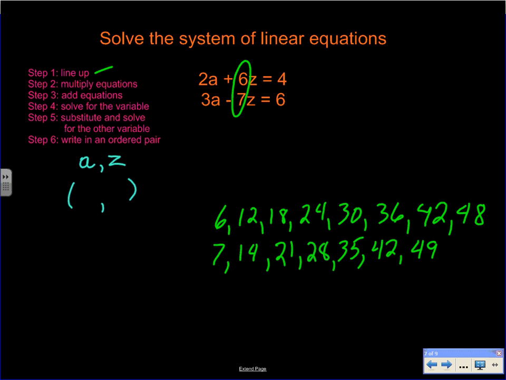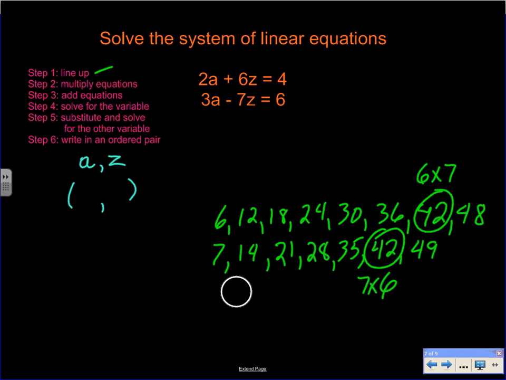So do they have any numbers in common? They have a 42 in common. So what do you have to multiply the 7 by to get 42? The 7 has to get multiplied by 6, and what do you have to multiply the 6 by to get 42? The 6 gets multiplied by 7. In this case, you have to multiply it by each other, but you won't always do that. I have another example to show you of how you won't always do that.